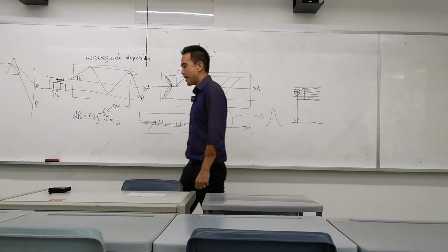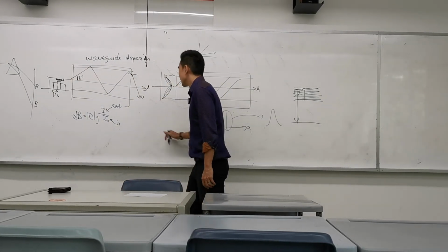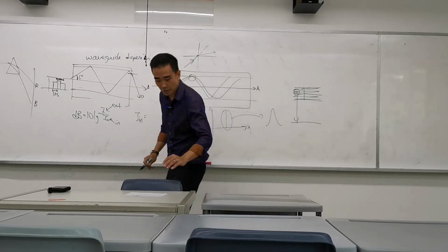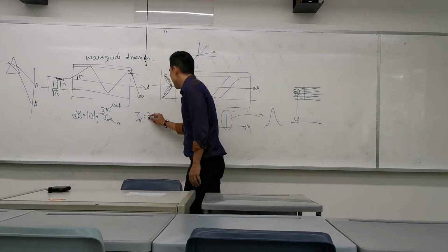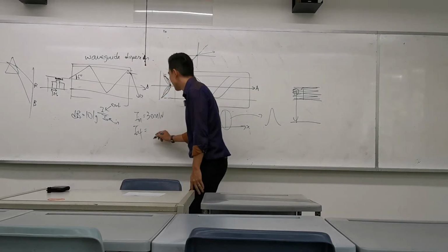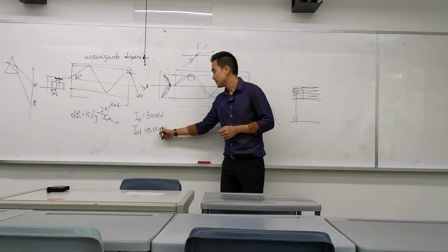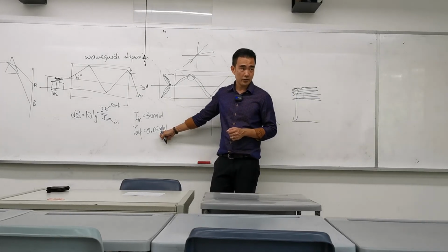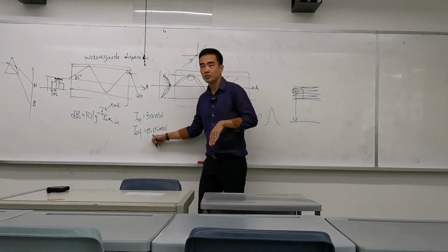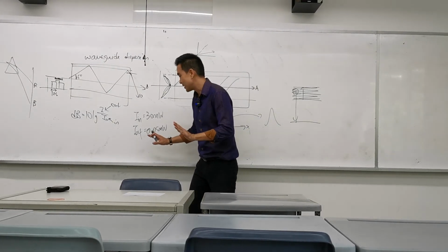Usually it's quoted this way: if the input intensity I in is 30 milliwatts and I want the I out to have a minimum value of 0.05 milliwatts, most likely it is determined by the sensitivity of your sensor. If your sensor has a minimum detectable intensity, you need to have this. Anything lower than that, your sensor wouldn't be able to detect anything anyway.